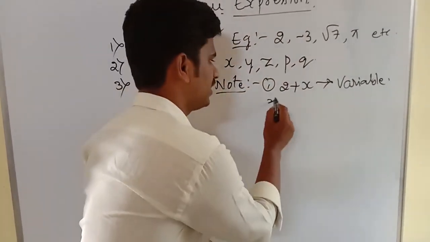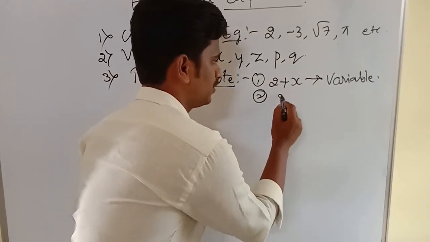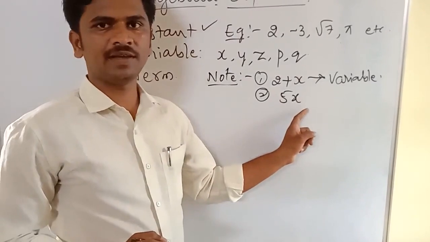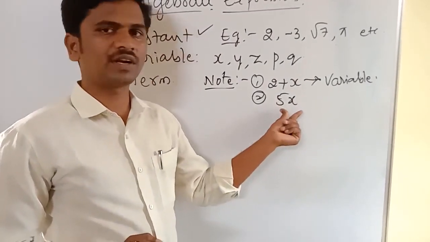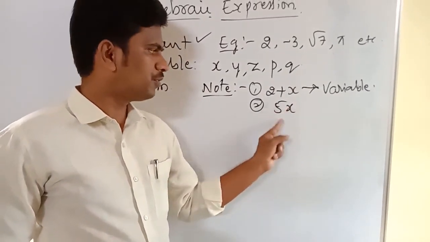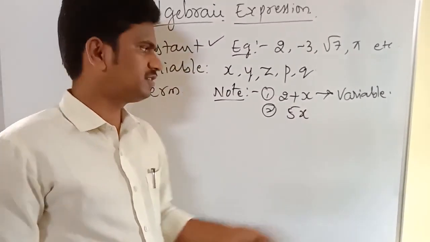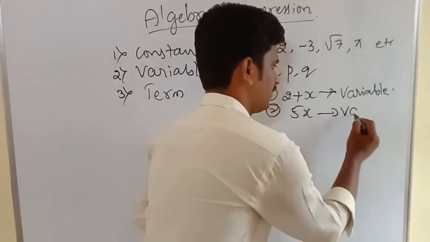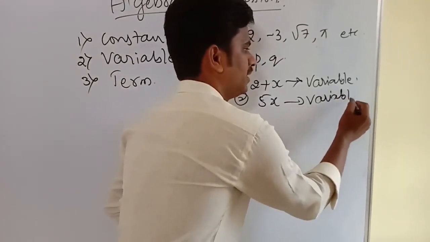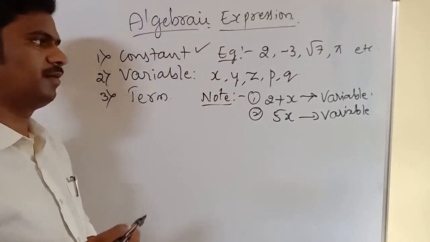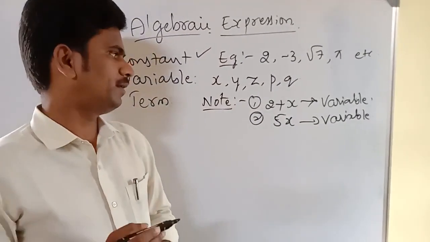This is one example. Another example also you can take. Suppose 5x. Here I have taken 5 is a constant and x is a variable, and I have taken the product of constant and variable. Suppose you are giving different values for x, its value will be changed. So it is also a variable. By this one, what we can conclude here? Combination of a constant and variable is always variable.